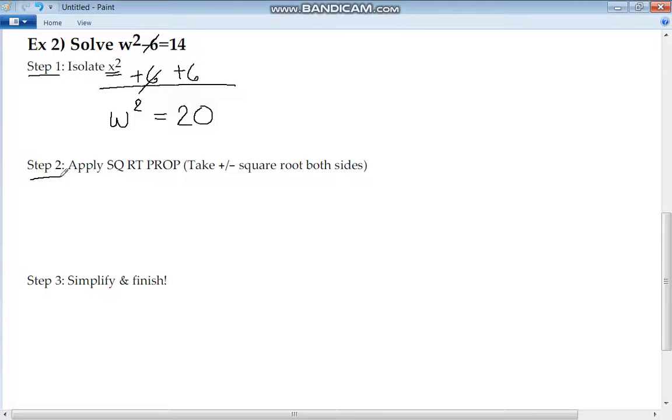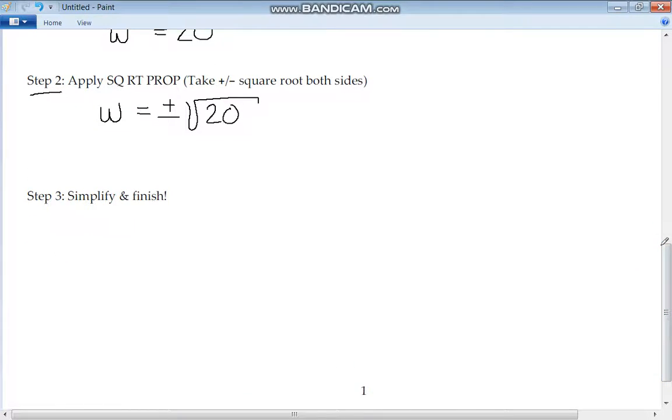Step 2, now we're going to apply the square root property by taking plus or minus the square root of both sides of this equation. When we take it on the left side, it just gives us w. When we take it on the right side, bring down the equal sign, it's going to be the plus or minus, don't forget that, the square root of 20. Okay. So now there's only one thing left to do, and that is to simplify the radical if possible. So we're looking at square roots here, so you have to ask yourself, are there any perfect square factors embedded in the number 20?